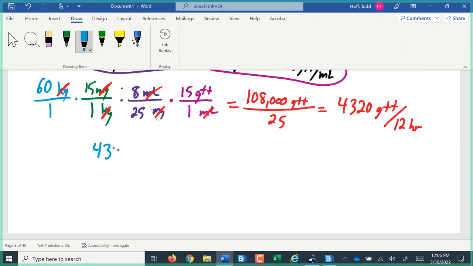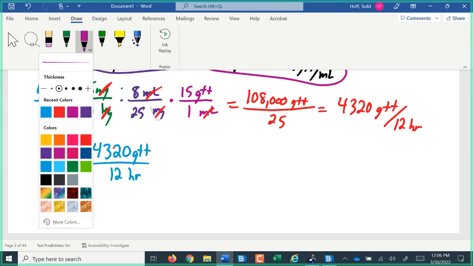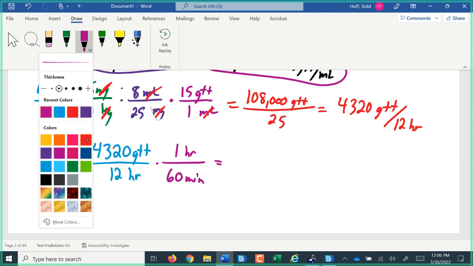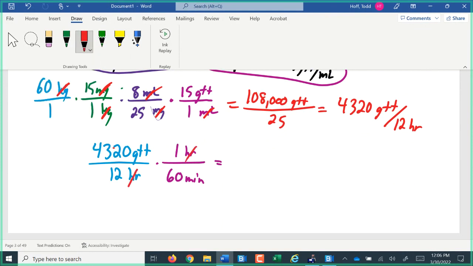Take that 4,320 drops over 12 hours, and now we're going to go ahead and turn that into minutes. 1 hour on top, 60 minutes on bottom. Hours are going to cancel. We will have drops per minute here.